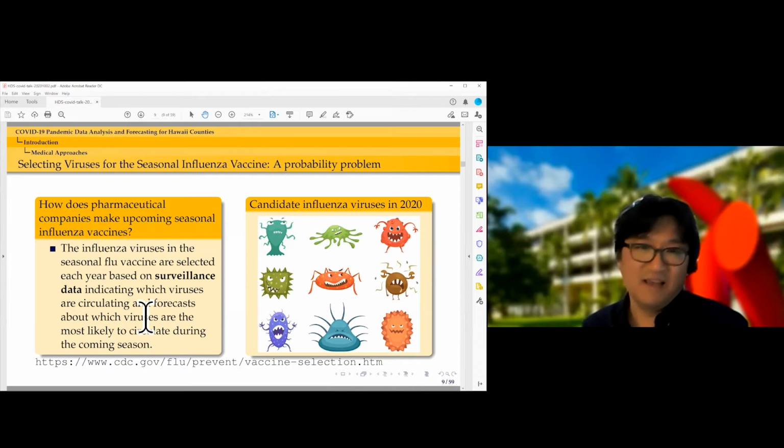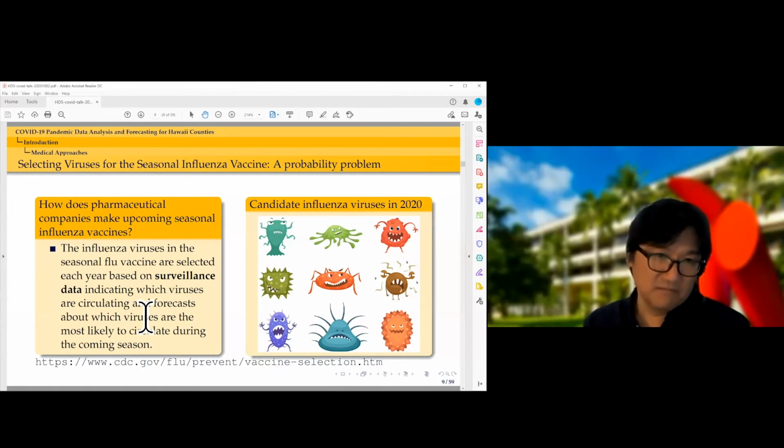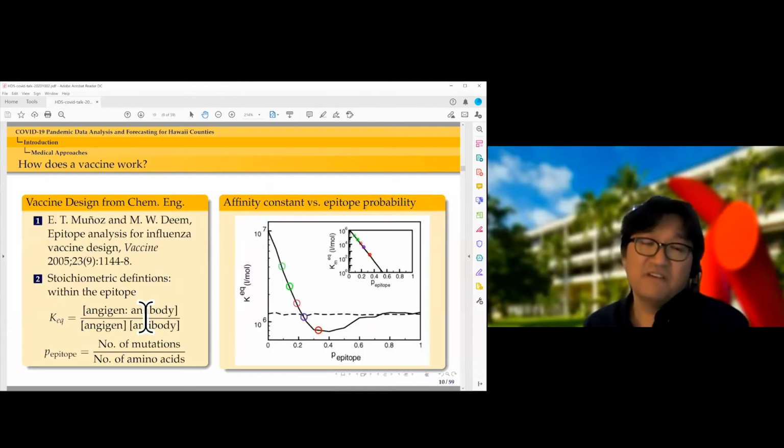So technically, it is applied mathematics, a probability problem: which virus is going to come up in the incoming seasons, and what would be the most effective vaccine that we could release today. Again, vaccine and virus is a probability game. And there's a very interesting study from a long time back, 2005, in the journal Vaccine.